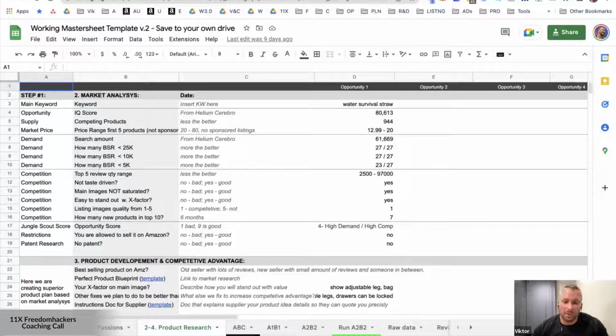So our first goal always is to find the market, right? To do the market analysis. And basically it's about just finding the keyword, right? Now, a lot of people talk about, okay, so how do we find the keyword? And I'm going to show you quickly again how to do that.